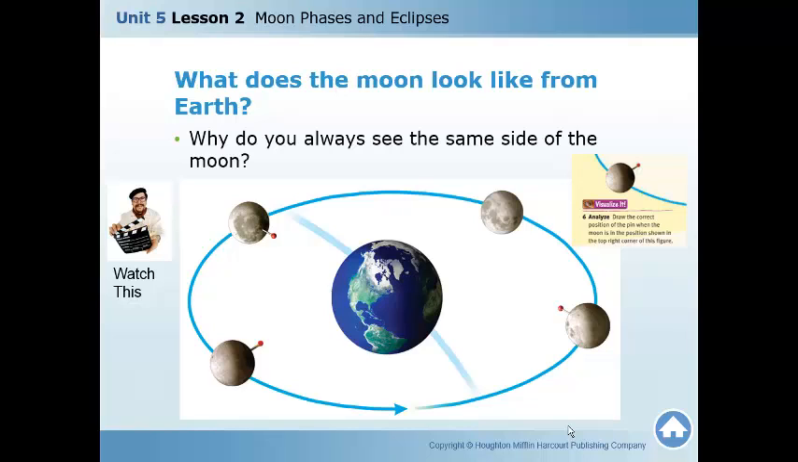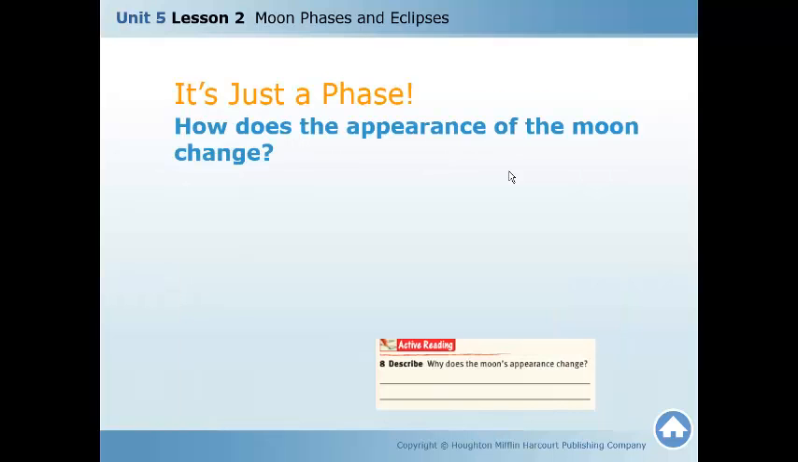Why do you always see the same side of the moon? The moon's rotation, the time it takes for it to go around one time, to turn one time, just like Earth does in 24 hours in one day, is about the same as it takes for it to revolve around the Earth. So the same side is essentially facing the Earth at all times, and that's what this video will point out to you. If you're a little confused about that, write that question down in your visa so we can talk about it further tomorrow. It's just a phase.